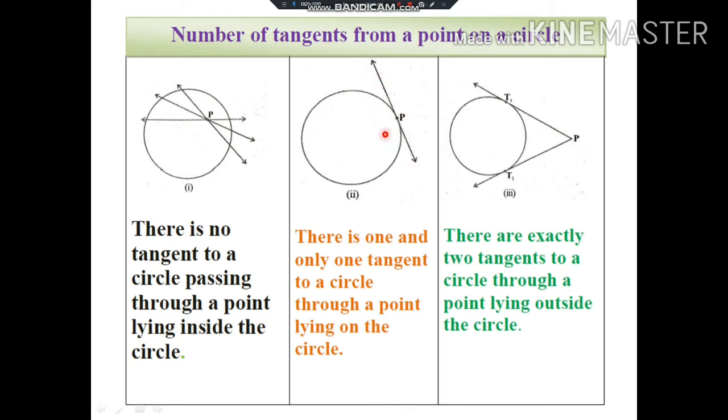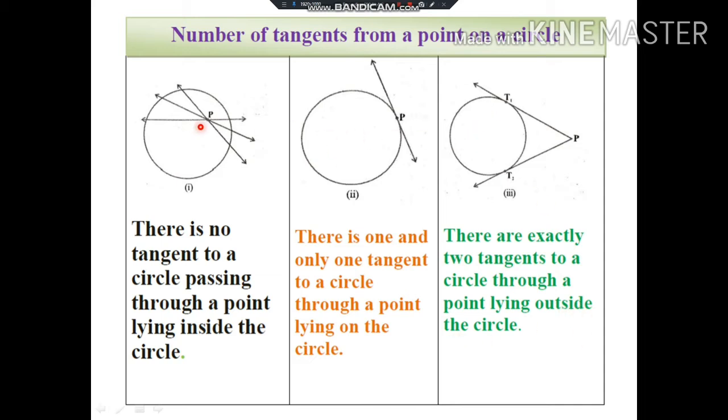Now let us consider a third situation. Here there is a circle and there is a point P which is outside the circle. From here you can draw many lines to the circle, out of which only two lines will become tangents to the circle. Here PT1 and PT2 are the two tangents to the circle. There are exactly two tangents to a circle through a point lying outside the circle.